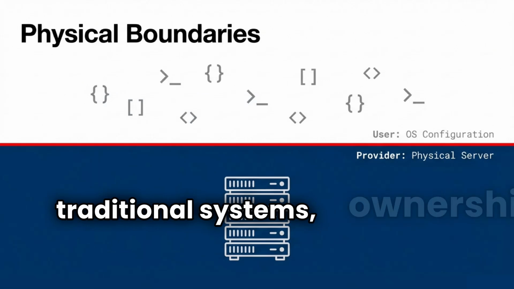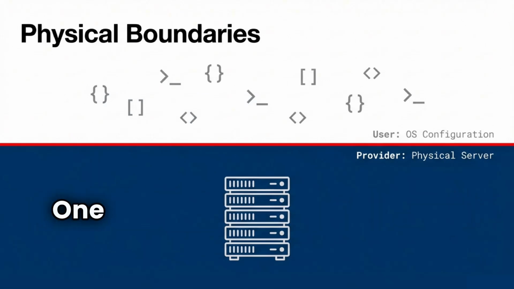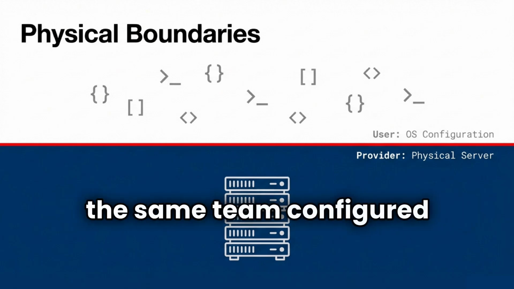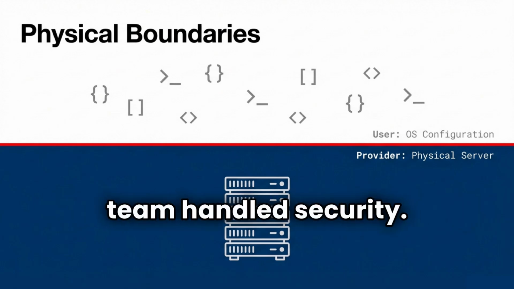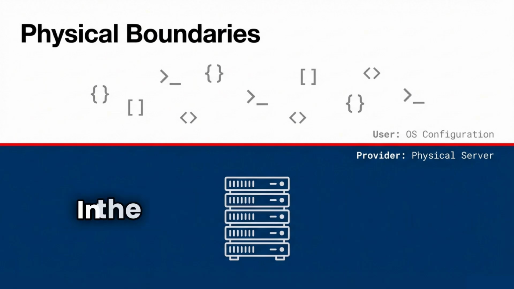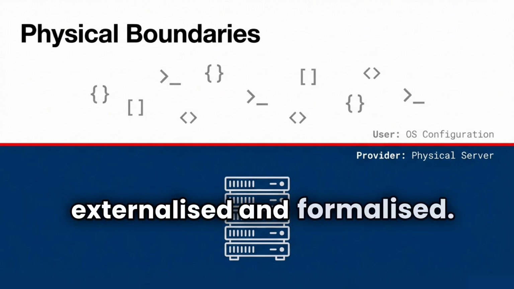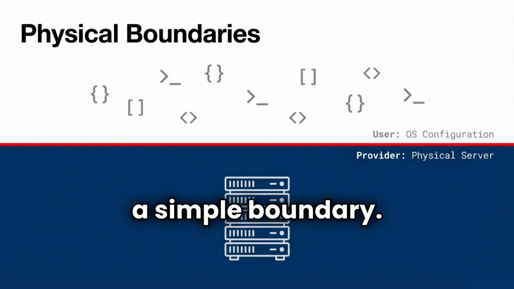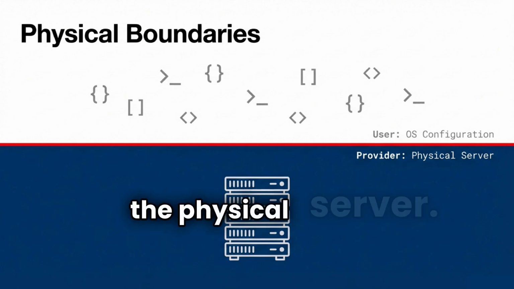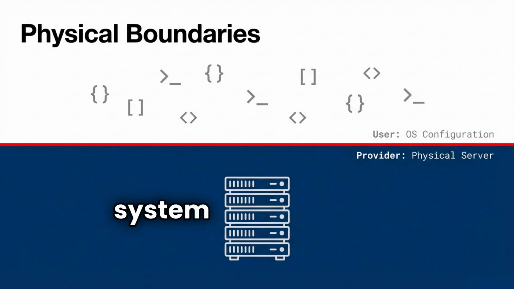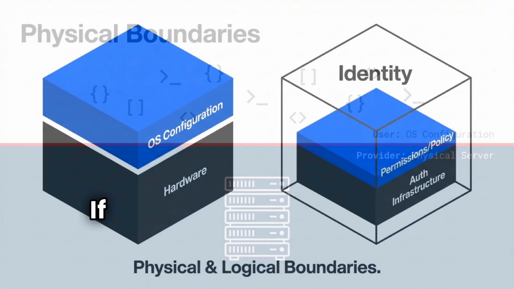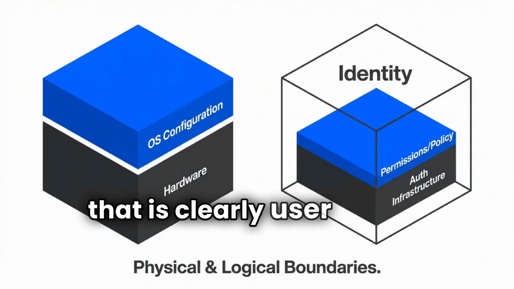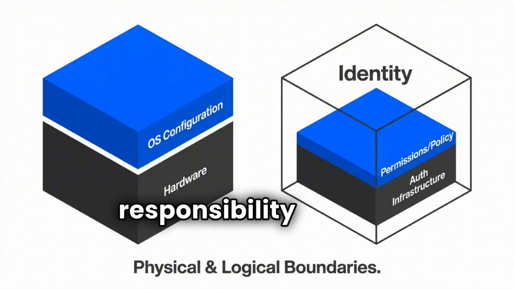In traditional systems, ownership boundaries were often blurred. One team owned the hardware, the same team configured the software, the same team handled security. Failures were internal. In the cloud, boundaries are externalized and formalized. They are explicit and unavoidable. Let's visualize a simple boundary. A cloud provider owns the physical server. The user owns the operating system configuration. The boundary sits right between them. If the server's power supply fails, that is clearly provider-owned. If the OS is misconfigured, that is clearly user-owned. The boundary makes responsibility legible.